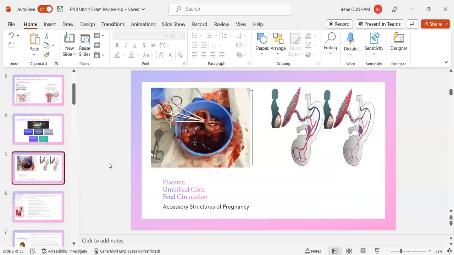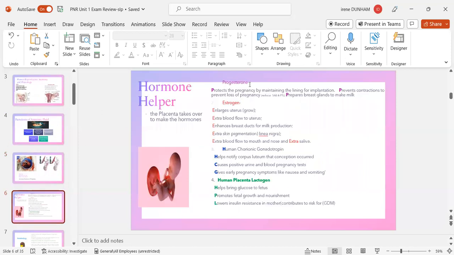Okay, moving right along, we got the placenta. And here's your nice picture of the placenta in a placenta basin right after delivery. And you see the umbilical cord right there. We talked about AVA already, and fetal circulation. Remember, it's opposite from what we have. So let me go into hormones.